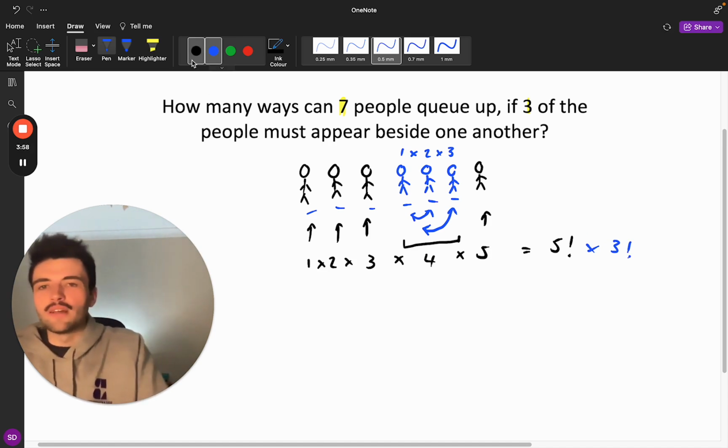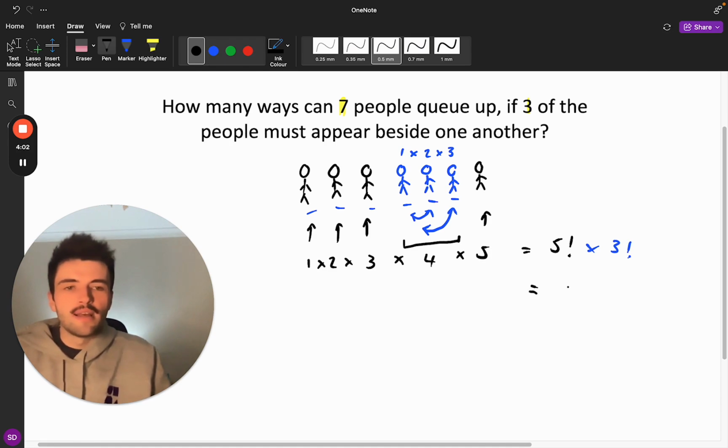And so when we actually put this in the calculator, we're going to get that our answer is going to be 720. So that is the number of ways we can arrange this queue.